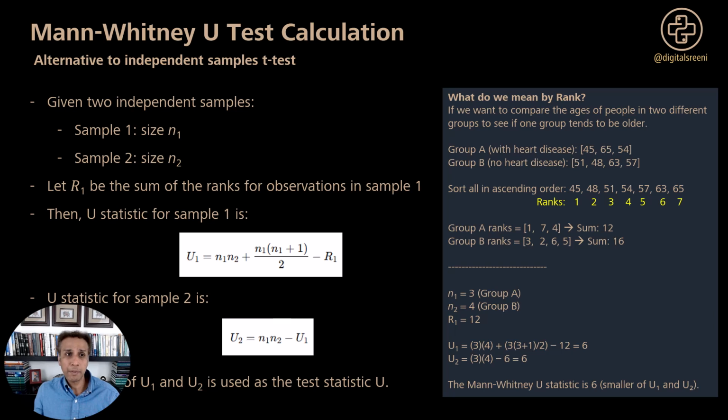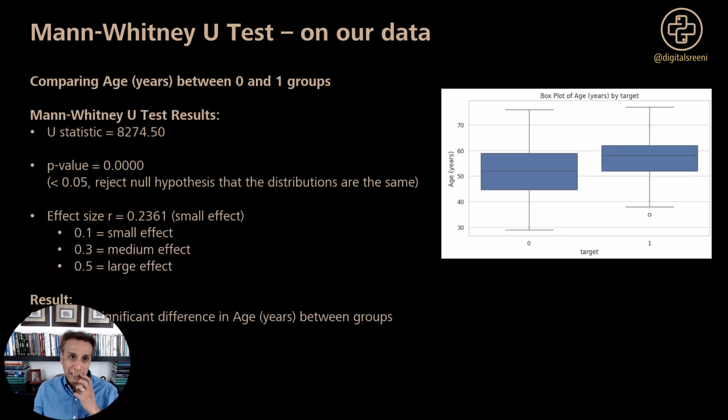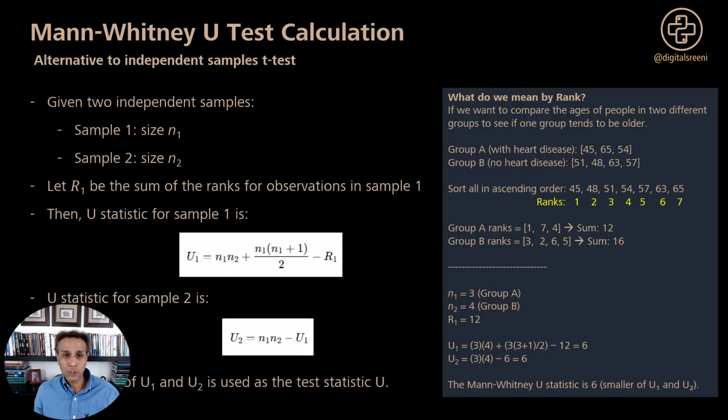Okay, so that's pretty much it. So that is the U statistic. And when we later on go into Python on our actual data, the U statistic, the value we get is 8,274.5. And of course, you don't just look at the U statistic, right? I mean, what does that mean? It doesn't mean anything unless you look at the p-values.